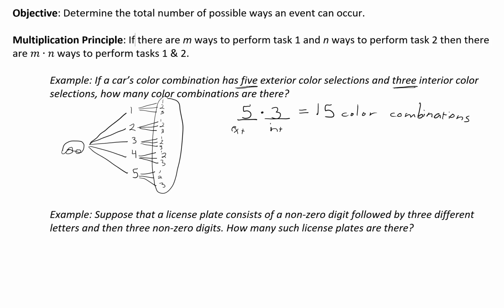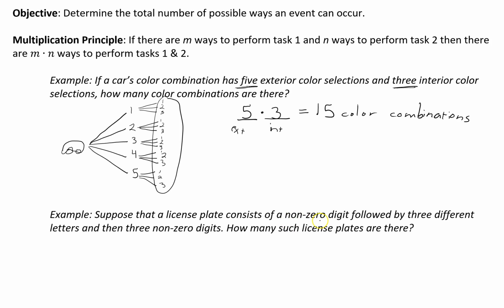Let's take a look at one more example. It says, suppose that a license plate consists of a non-zero digit followed by 3 different letters and then 3 non-zero digits. How many such license plates are there? Well, it's important to notice some of the language. One of the language says non-zero.